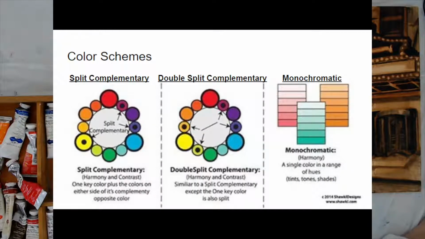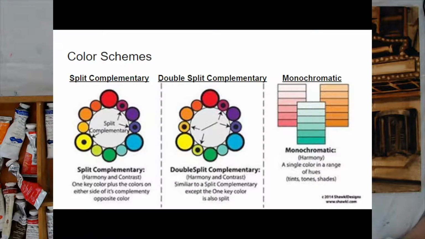Now, finally, in our list of color schemes, we have what's called a split complementary and a double split complementary, and also monochromatic. Split complementary has both harmony and contrast because you're picking 2 colors that are opposite on the color wheel. You're picking one as the key color. In this case, the opposites are yellow and violet. So we're going to pick the yellow, but then opposite the yellow, instead of picking the violet, we're going to pick red-violet and blue-violet. So we're splitting the complement on the opposite side of the yellow.